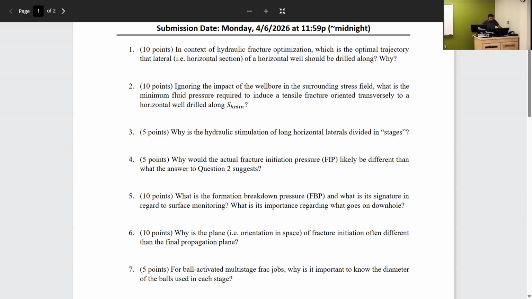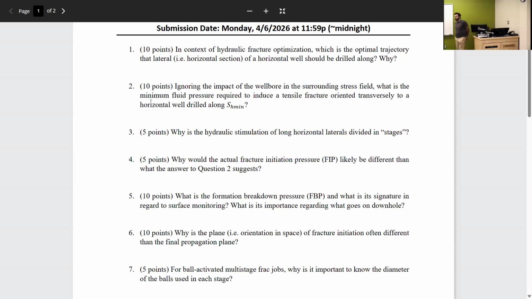So remember that diagram that we saw? It was, I think, green, and it's like, what is the formation breakdown, and what does it physically represent, and what is its signature in regard to surface monitoring? What am I reading on the surface? Basically, that's what I'm trying to find out. And why is it important in regards to what goes on downhole?